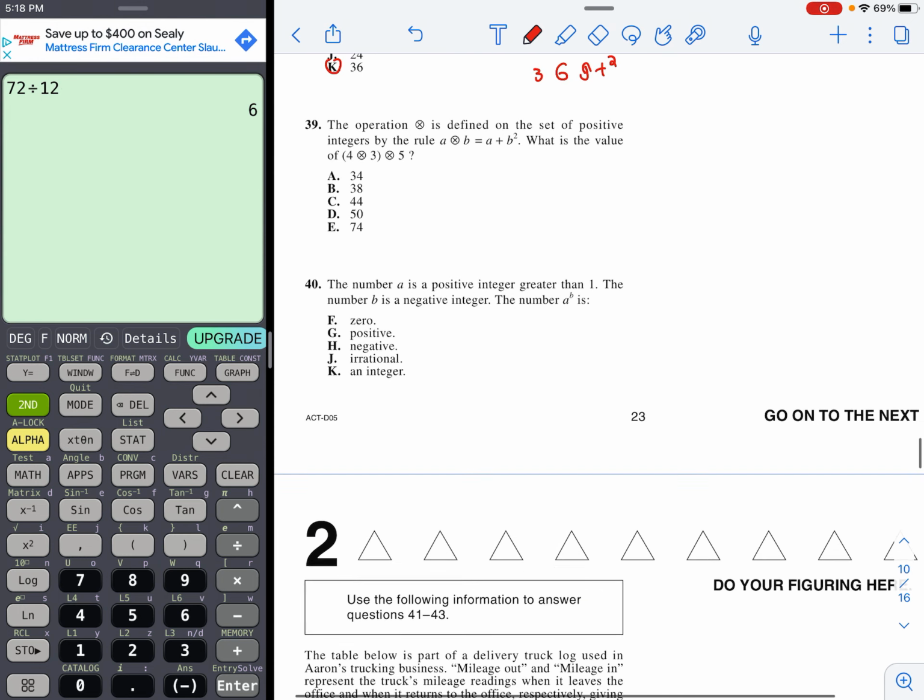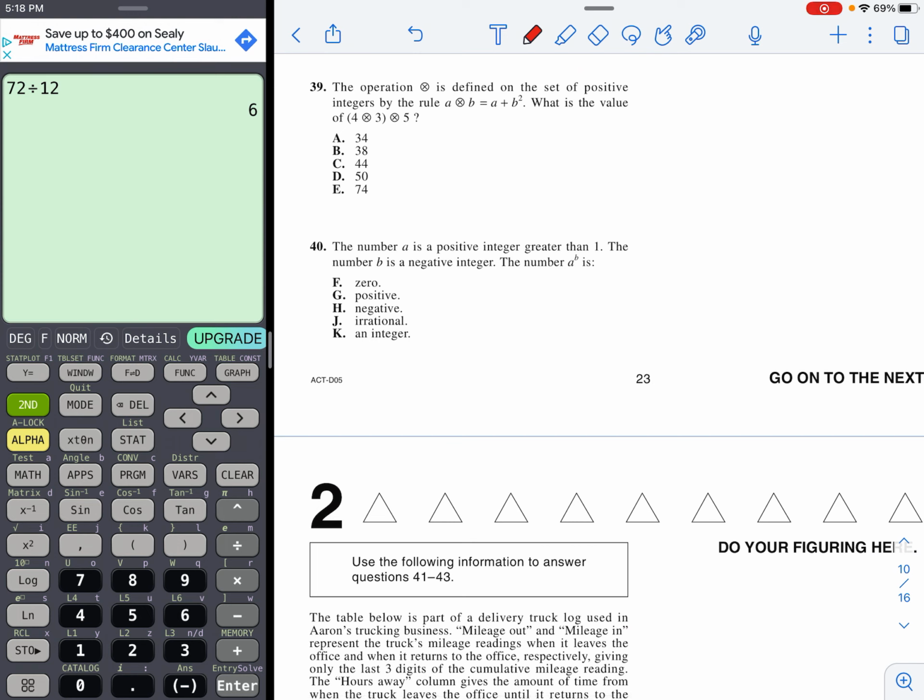They give you a funky operation in 39 defined on the set of positive integers by the rule A star B is equal to A plus B squared. They're just testing, can you follow order of operations, which still means to do what's in the parenthesis first. So we'd have A plus B squared, and we perform that same operation to 5. So 4 plus 3 squared is 9, plus 4 is 13. We're going to do that with 13 and 5. So we'd have 13 plus 5 squared, 13 plus 25. Answer choice is B, 38.